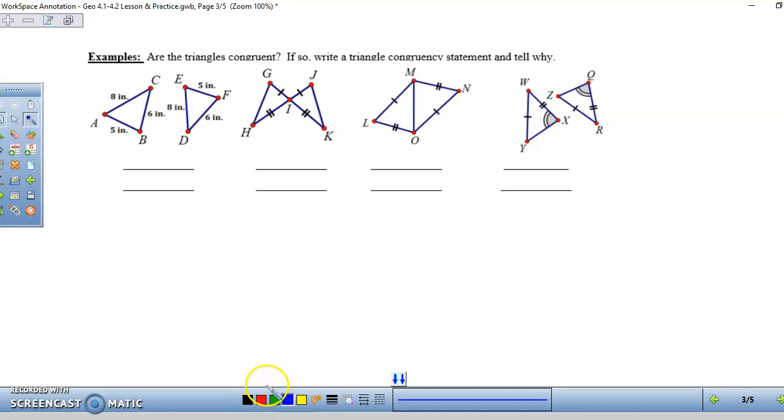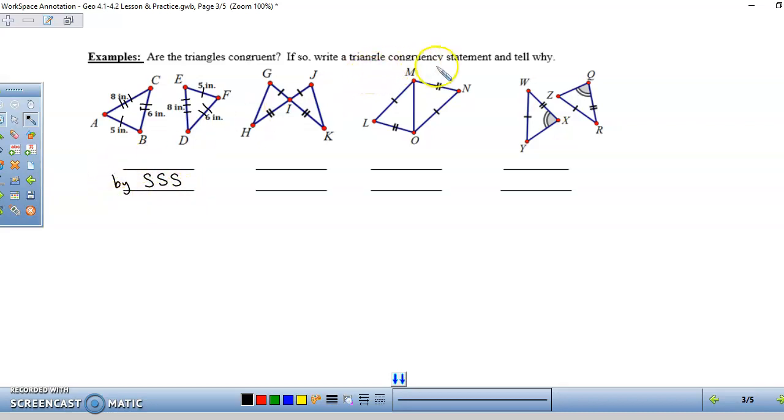So the first thing you always want to do when you're asked if triangles are congruent is mark your picture with other things that you know. So for example, here I'm looking at the 5 inches, and that would also go with this 5 inches. So I marked those as congruent. 6 inches here would go with the 6 inches here, and then the 8 inches here goes with the 8 inches there. So I have all 3 sides marked as congruent. So that means these triangles are congruent, and they are congruent by side, side, side. This would be the reason.